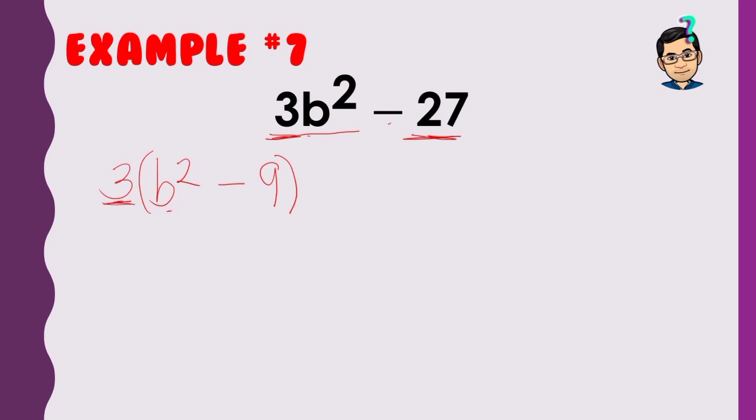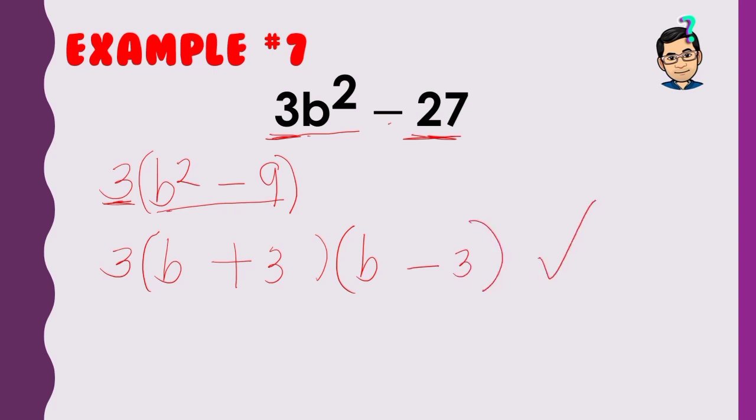Is this the final answer? Hindi pa rin. So, ang gagawin natin, ipa-factor pa rin natin yung terms na nasa loob ng parenthesis, which is b squared minus 9. What is the square root of b squared? B. Square root of 9 is 3. Ayan. So, this is the final answer.